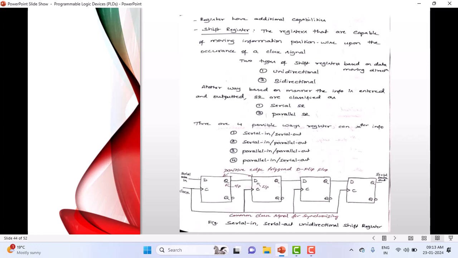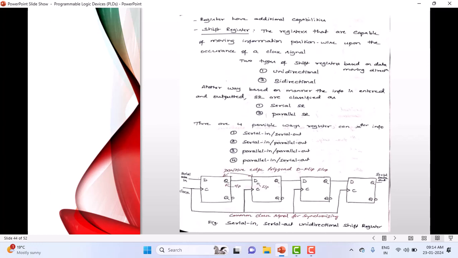Bidirectional, I will show you one or two examples. I think in the textbook they have come out with one example of a unidirectional shift register and a bidirectional shift register. And if you see a bidirectional shift register, the complexity will increase because in both directions you can move the data, either right side or left side.